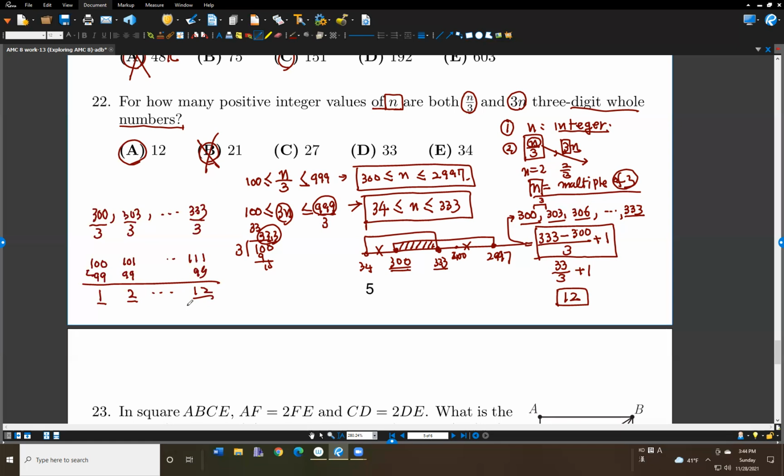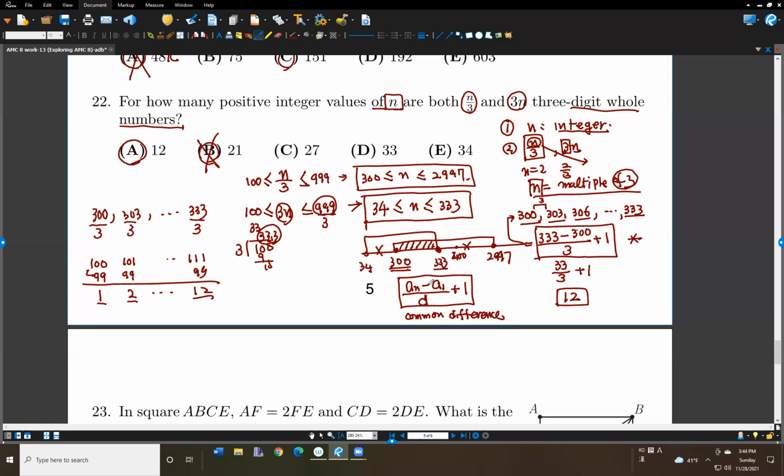Okay. But I suggest you use this one. This is a formula. The last number minus the first number, divided by their difference, which we said should be the common difference. After that, you plus 1, right? That's the formula, okay?